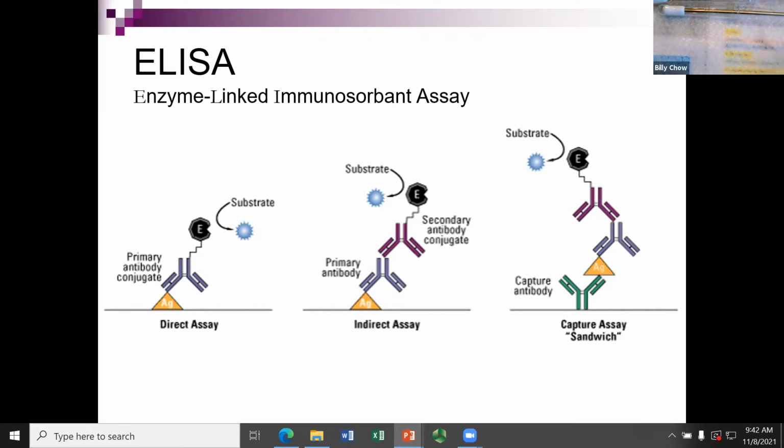So all I need to do is to find out where this primary antibody is being raised. Okay, so if it is raised in rabbit, then I will use an anti-rabbit secondary antibody conjugated with an enzyme. And then I can do this ELISA right away. You see what I'm trying to say here? So it is for convenience.